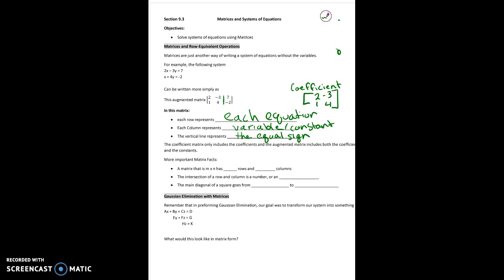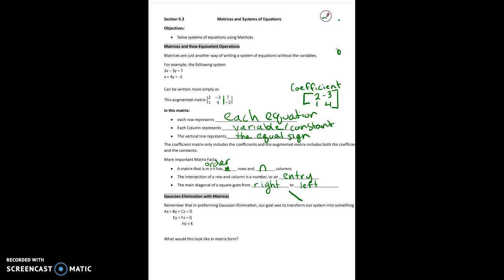So some more important things that you need to know about matrices. A matrix that is m times n, which is also known as the order of the matrix, has m rows, so the first number is your rows, and the second number, n, is your columns. That's going to become helpful when we go to plug this stuff into our calculators. The intersection of a row and column is a number or an entry. These are just some vocabulary. The main diagonal of a square matrix goes from left to right, just like reading. And remember, that's diagonal this way, as we go down the matrix.